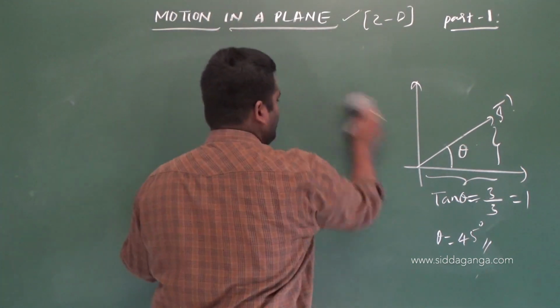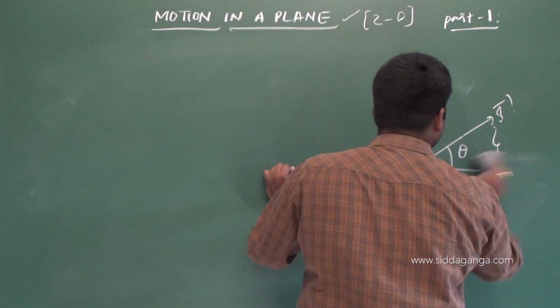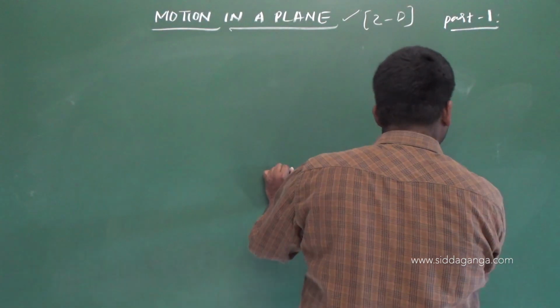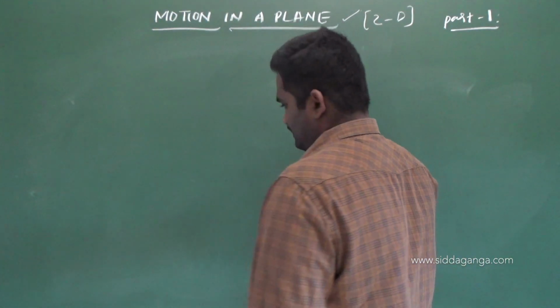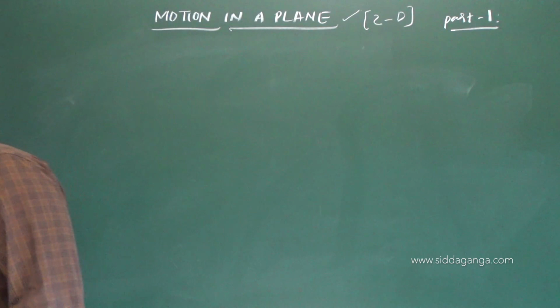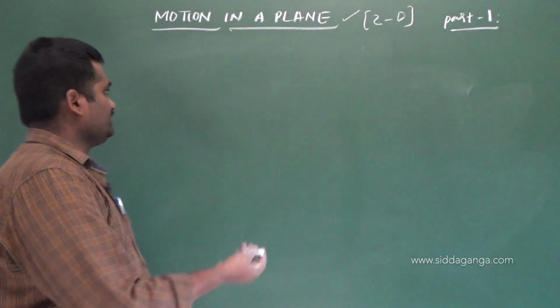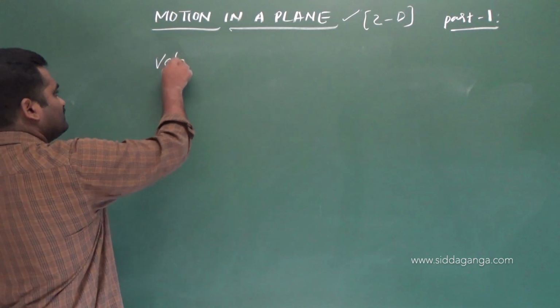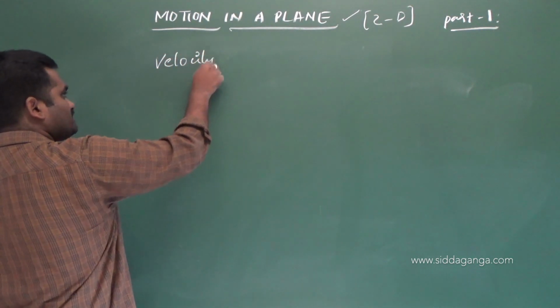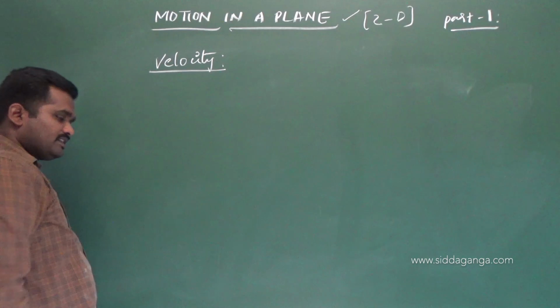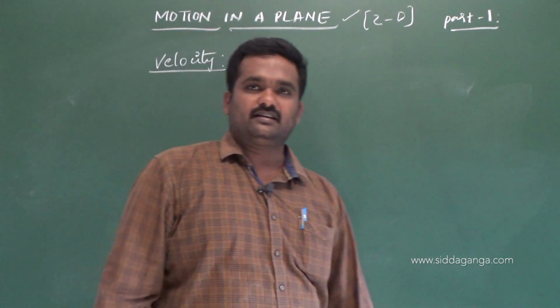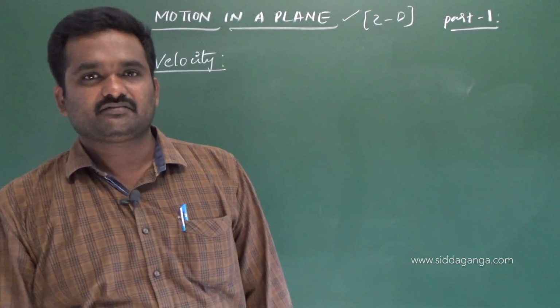So for plane motion, what you have to learn: within a straight line you have learned only when it is moving in one direction, whereas in a plane, in 2 dimensions, when it is moving, you are supposed to write it differently. So how to write the same velocity now? Definitions I am not giving here. The definitions retain the same as what you have studied in the straight line chapter. The same definitions will retain here.